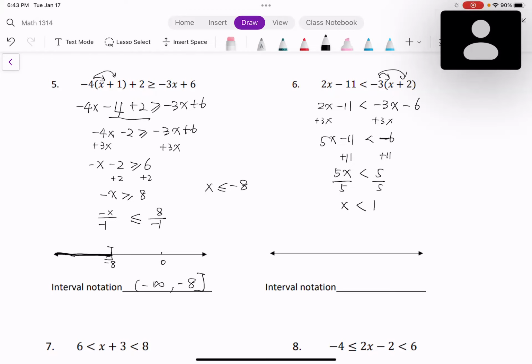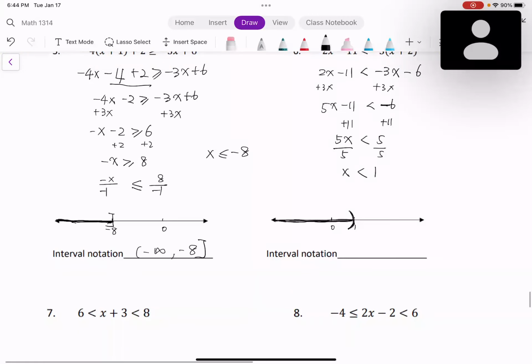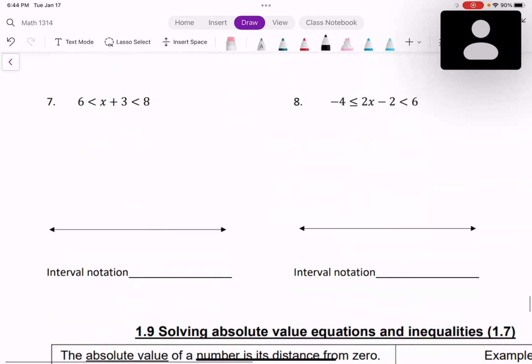Okay, let's find what the x is on the number line. Find 1 first. Here is 0, here is 1. So x is less than 1 means x could be 0, negative numbers, or 0.5. So I highlight the left-hand side of 1. And we use parentheses because 1 is not included in the solution set. So let's write the interval notation. It's from -infinity to 1. And 1 is not included. We use parentheses. Okay, let's move on.